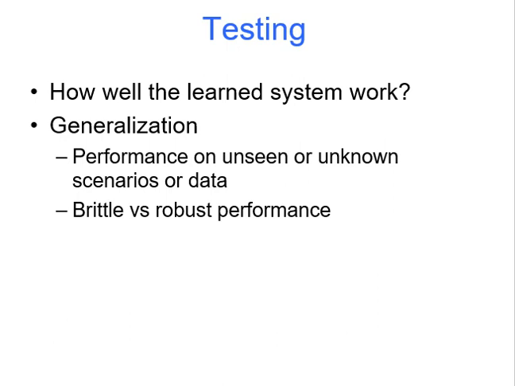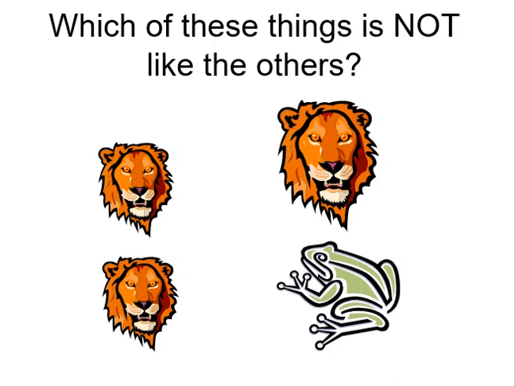So now let's say about generalization. Generalization means performance on unseen or unknown scenarios or data. It can be brittle or robust performance. Now let us move on to the next slide.